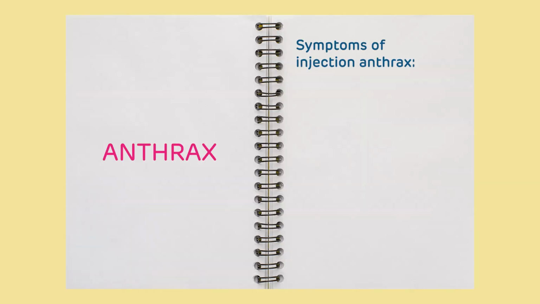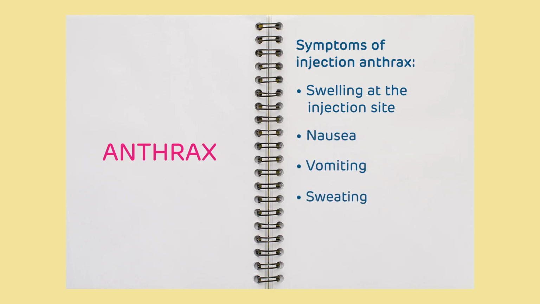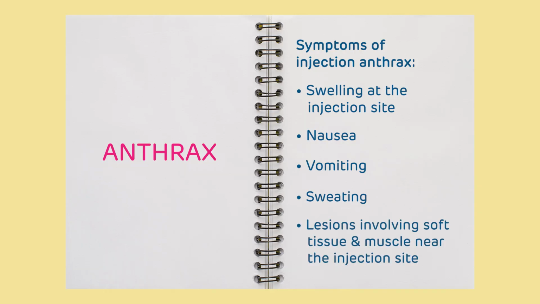But typically when cases of injection anthrax have occurred, the individuals involved have experienced things like swelling at the injection site, nausea, vomiting, and sweating. And they also tend to develop severe lesions that involve the skin surrounding the soft tissue that's near their injection site or the muscles near that site.